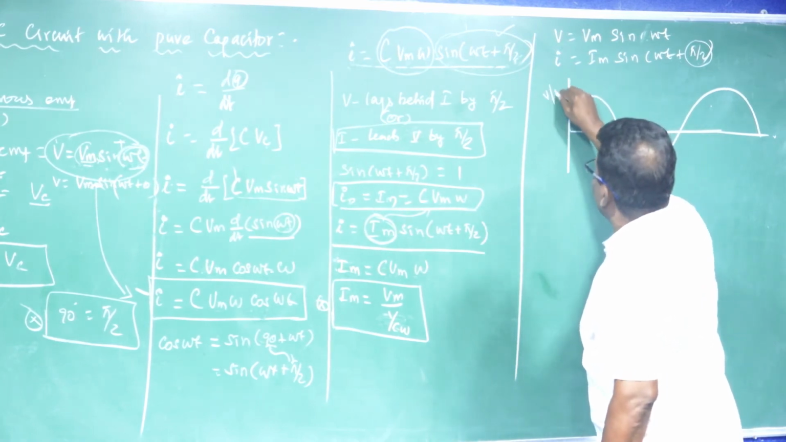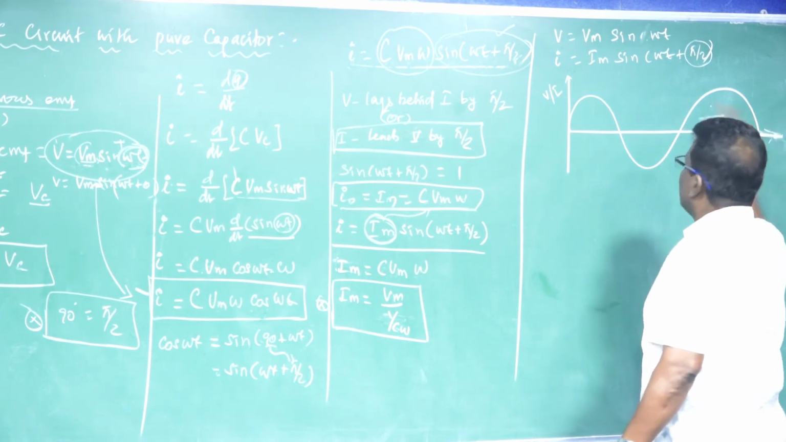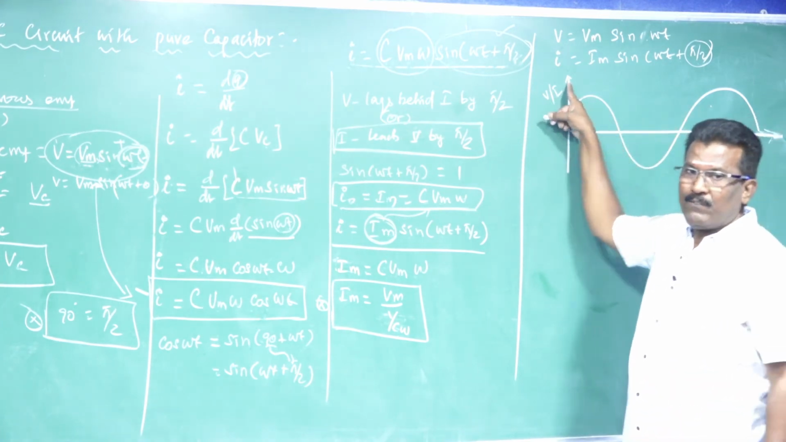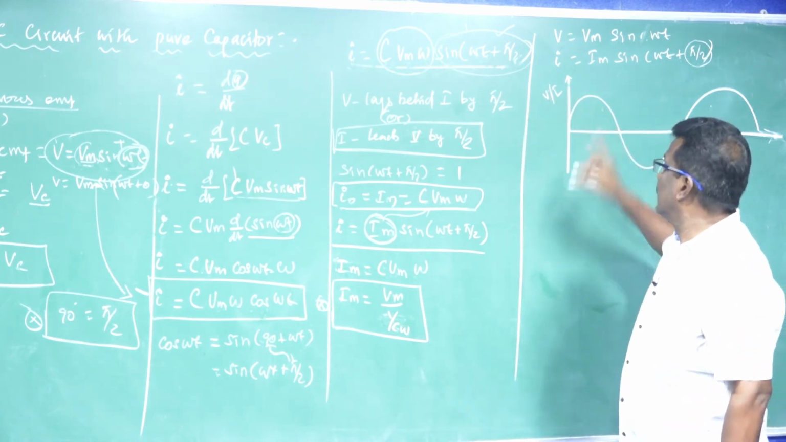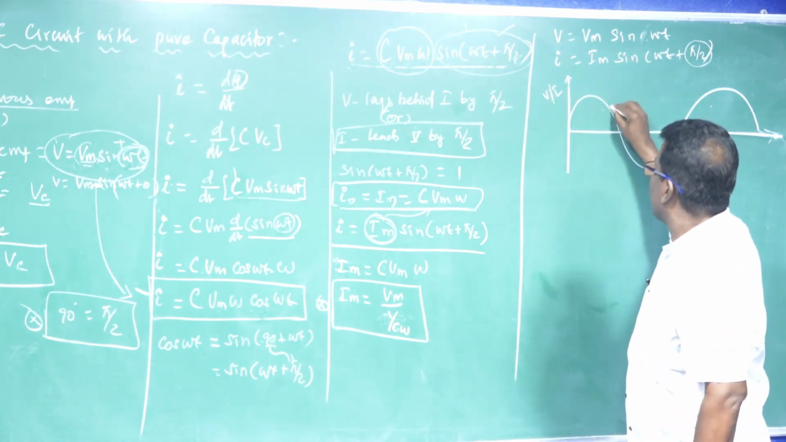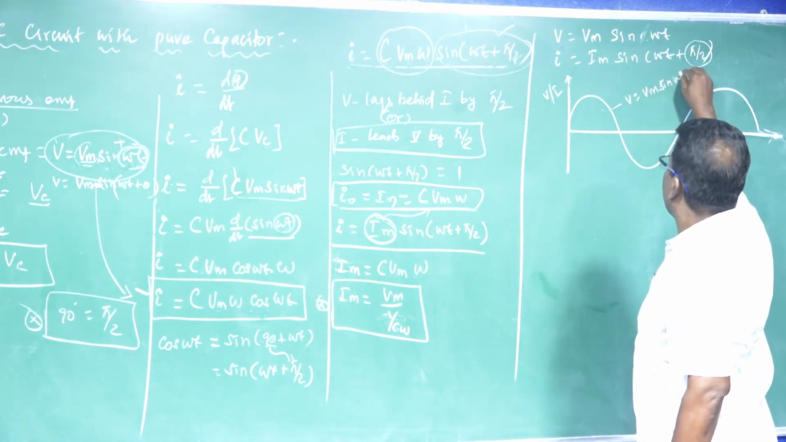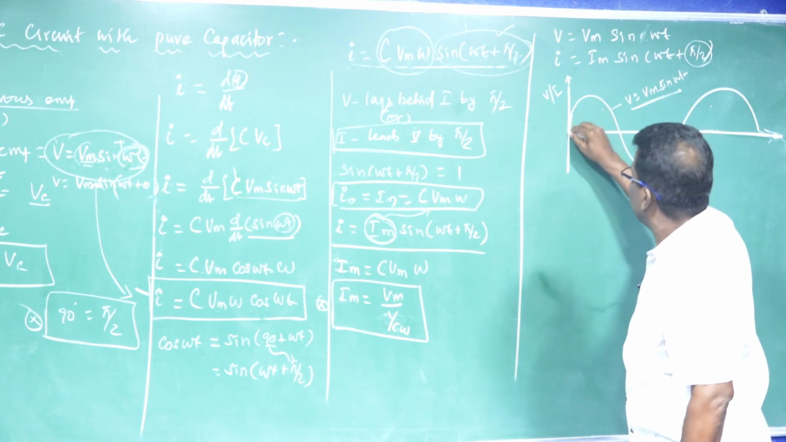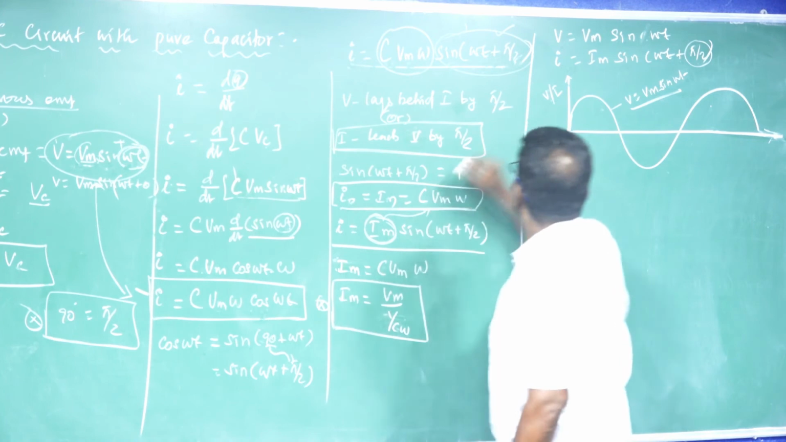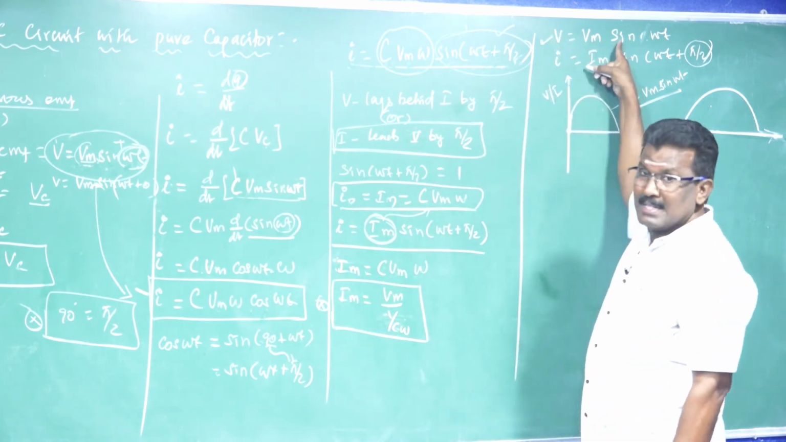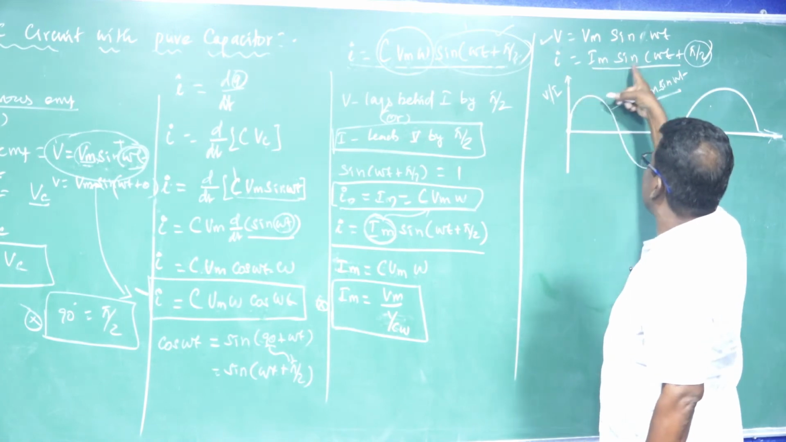This is VRI. Y-axis VRI. This is the V. V is equal to Vm sin omega t. See, what is I? I is equal to Im sin omega t.